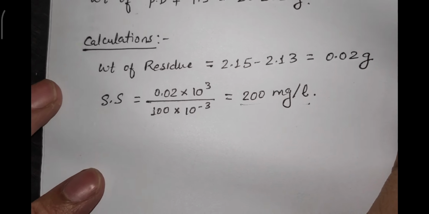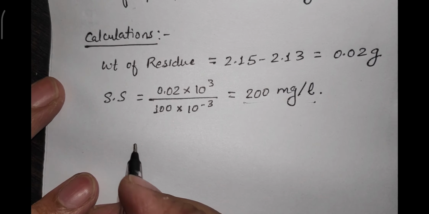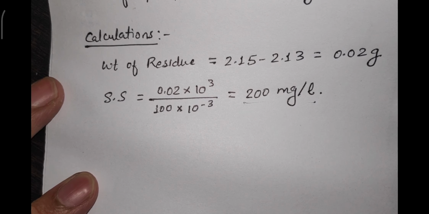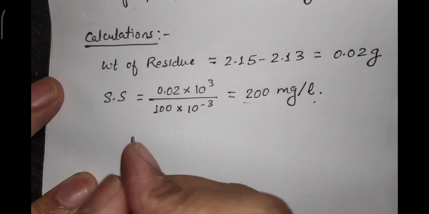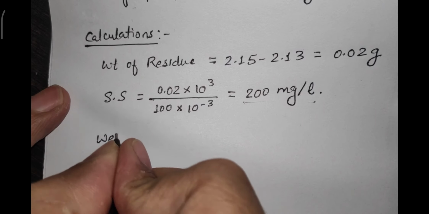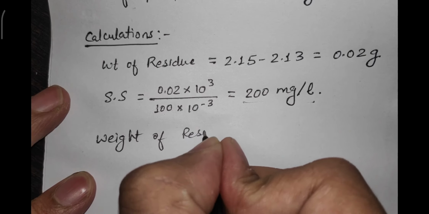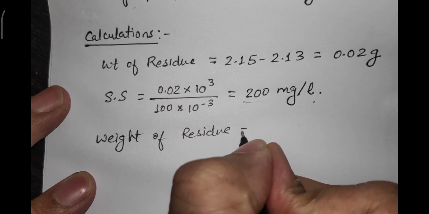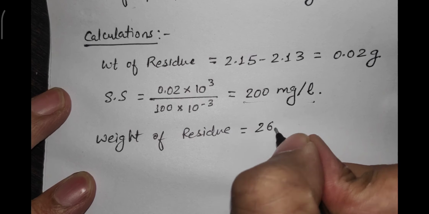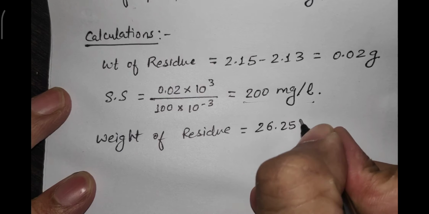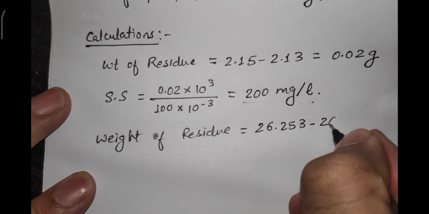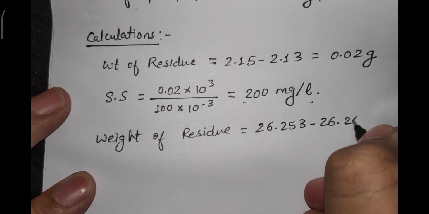Next is the total solids. How to calculate total solids? First we have to calculate the weight of residue. So the weight of residue is equal to 26.253 minus 26.244.